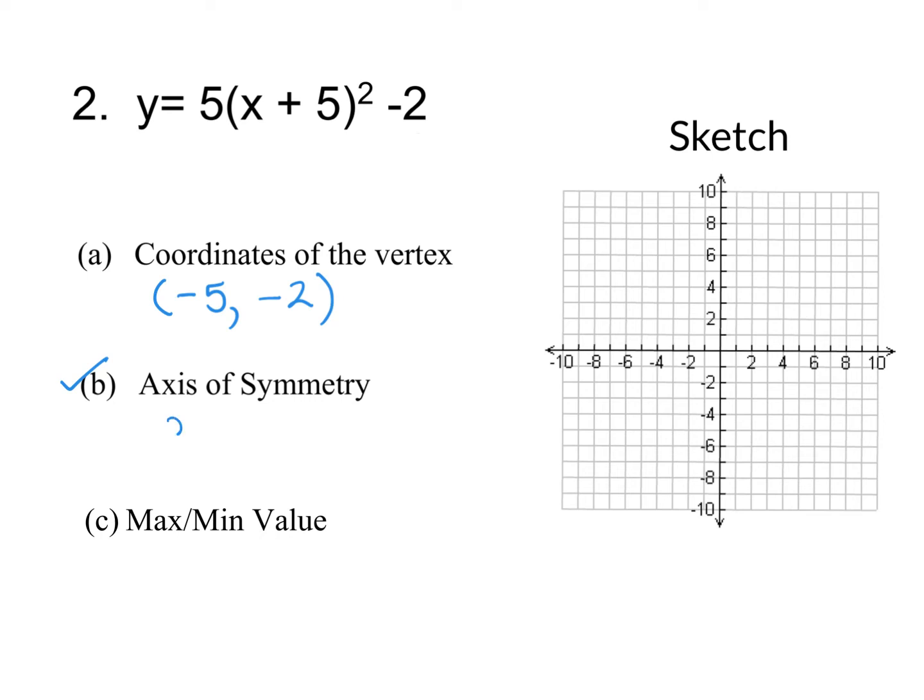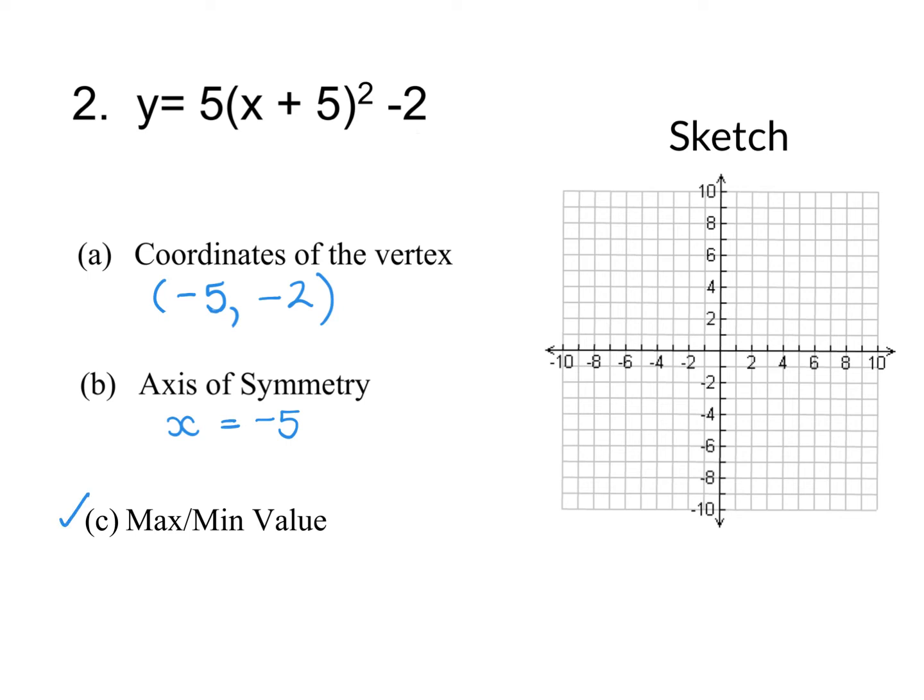Now that we have the coordinates of our vertex, let's find the axis of symmetry. Now for the axis of symmetry, that's an x value, which you can find by looking at your vertex. So this x value is also your axis of symmetry, which happens to be negative 5. Or remember, you can just look at the formula and don't forget to switch the sign.